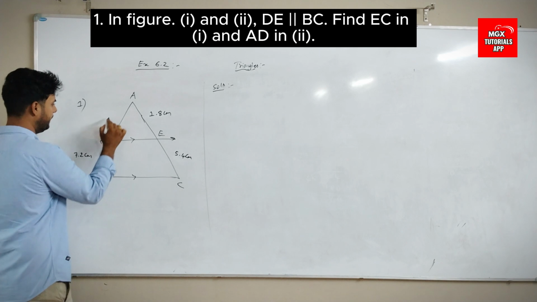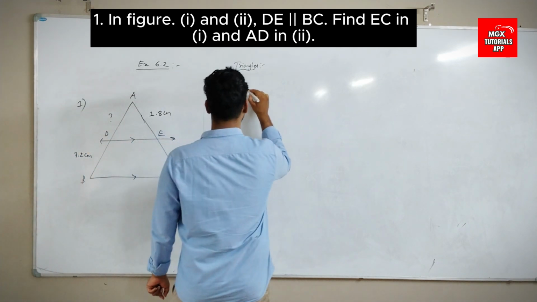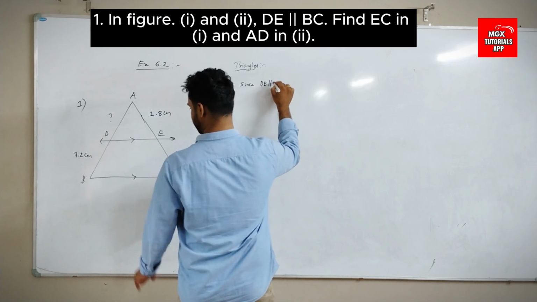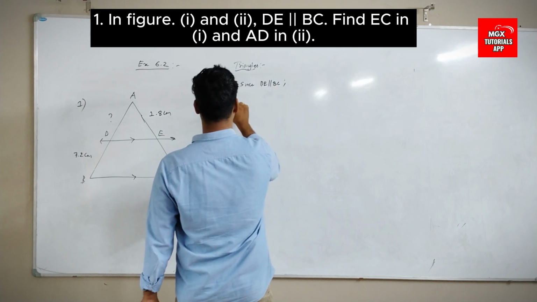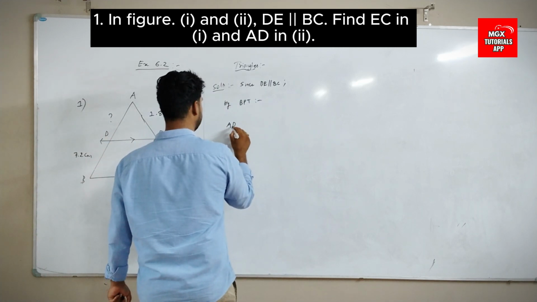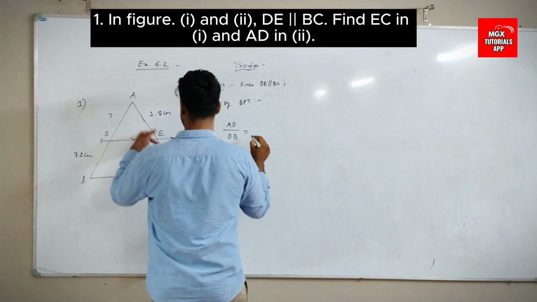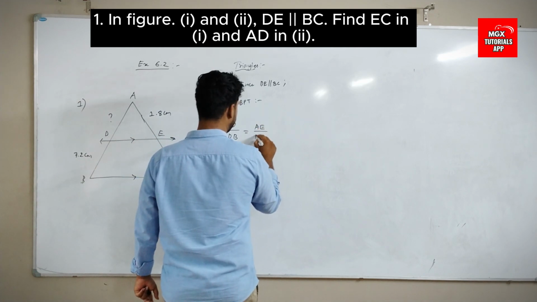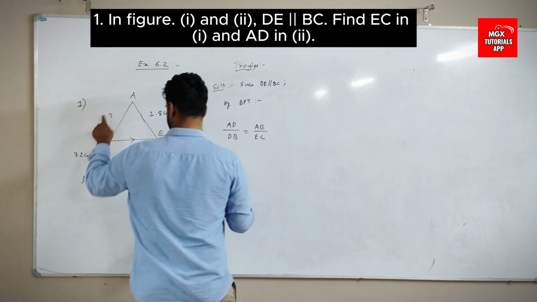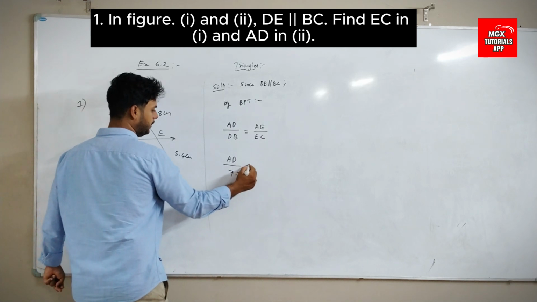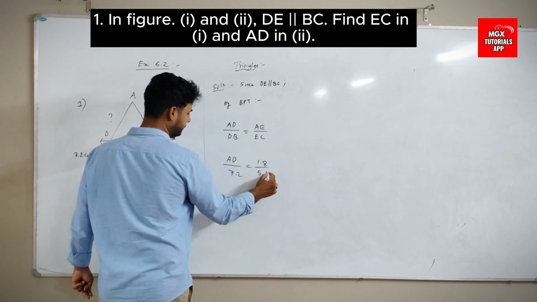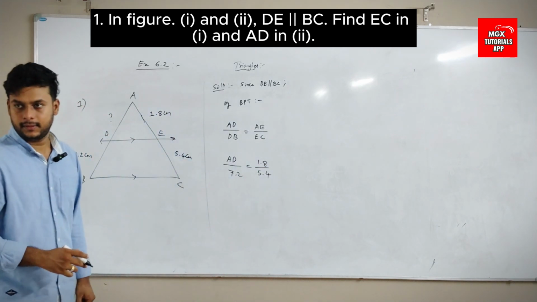Okay, see here. So again, since DE is parallel to BC, by BPT, I can write AD by DB is equal to AE by EC. This time I am finding AD. AD as it is, by DB is 7.2, AE is 1.8 by 5.4. Any doubts? Correct?